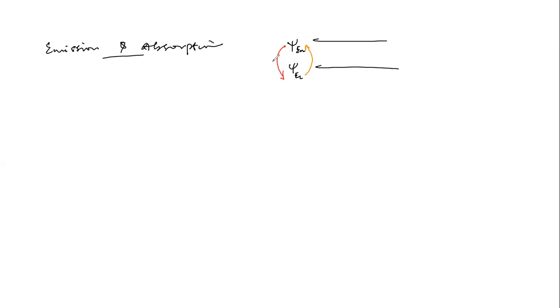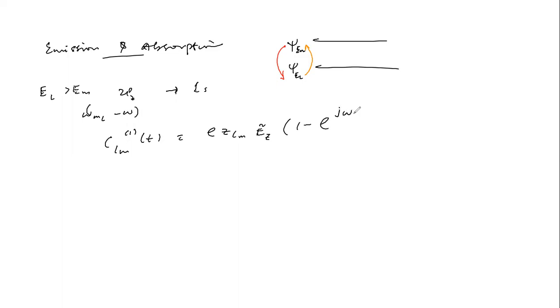So suppose the energy of the initial state is above that of the final state. Let us say E sub L is greater than E sub M. For instance, if the hydrogen atom is initially in the 2p sub z state and the final state is the 1s state, now consider the term with omega ml minus omega in the denominator of the equation for C Lm of t.